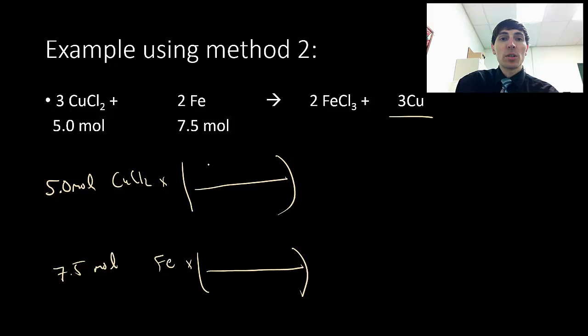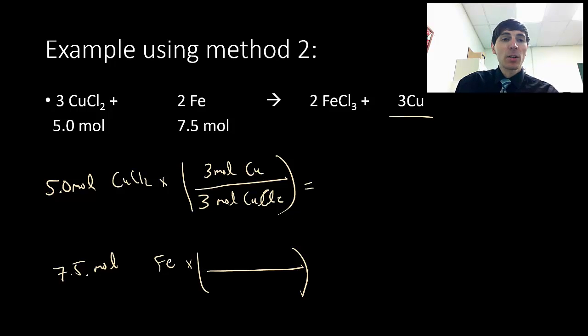I'm going to say I want to make 3 moles of copper. Looking at my recipe, for every 3 moles of copper I make, it takes me 3 moles of CuCl2. I'm going to do the same thing with my other reactant.